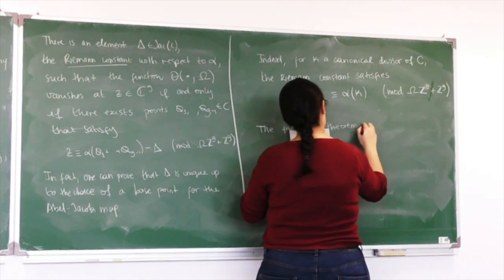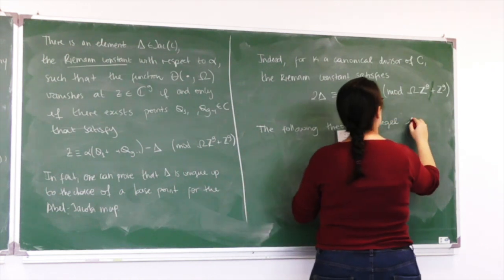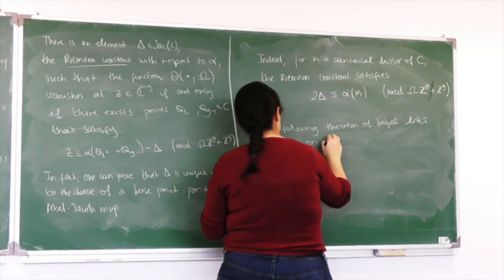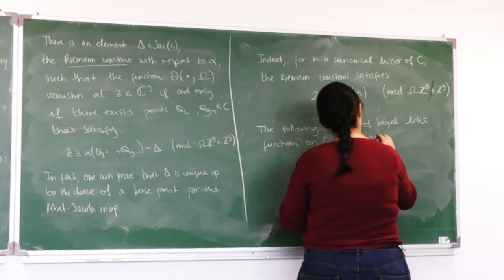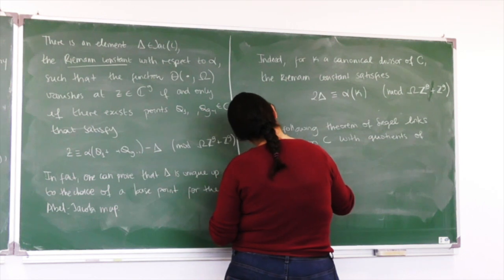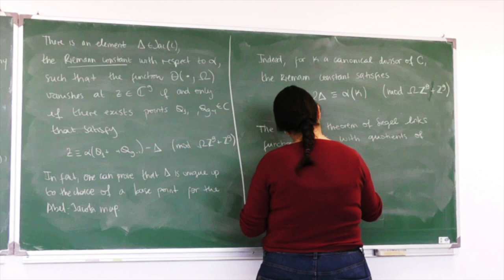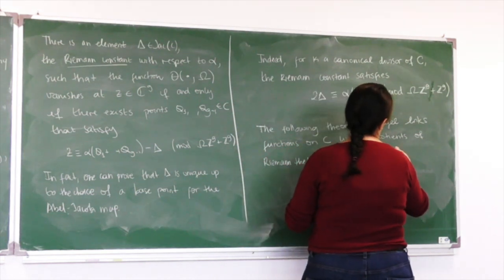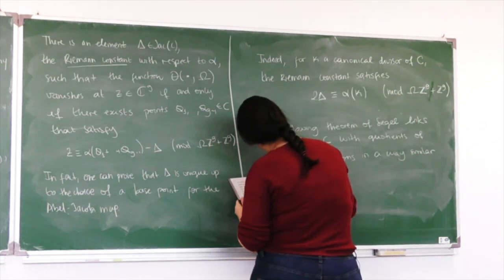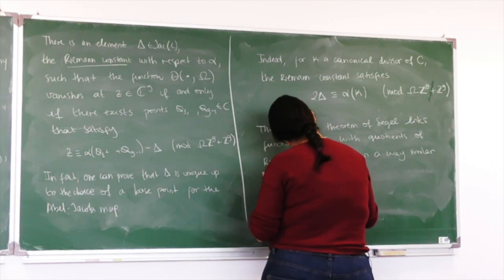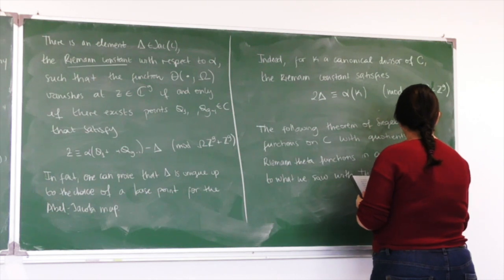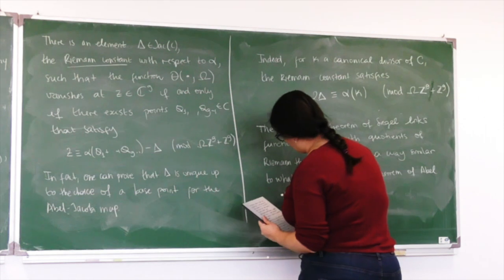Theorem of Siegel: it links functions on C with quotients of Riemann theta functions, in a way similar to what we saw with Abel's theorem in elliptic curves.